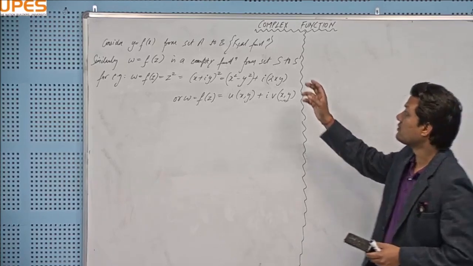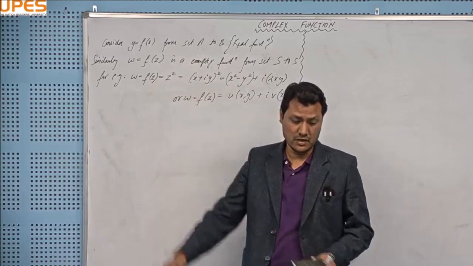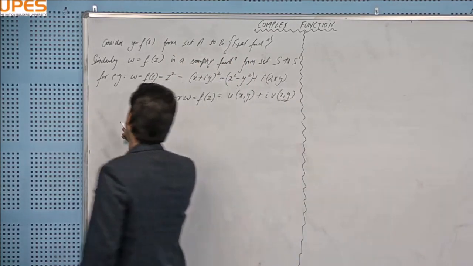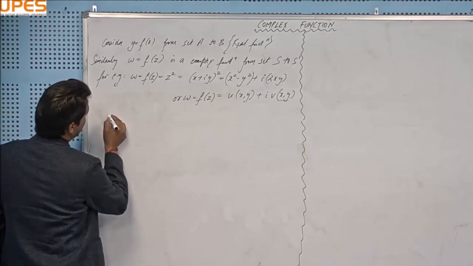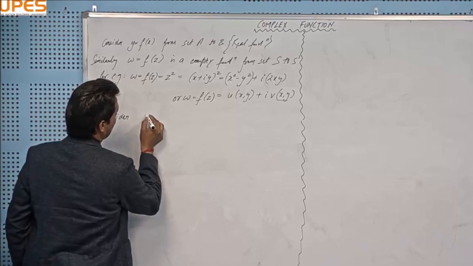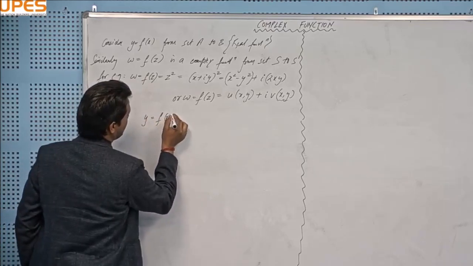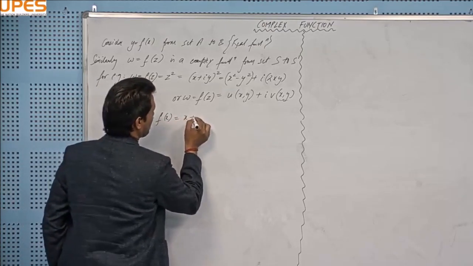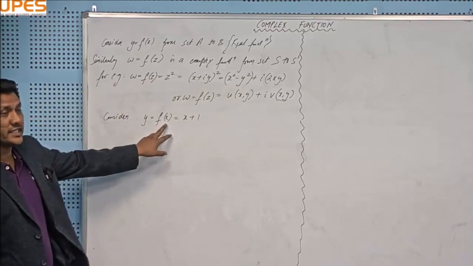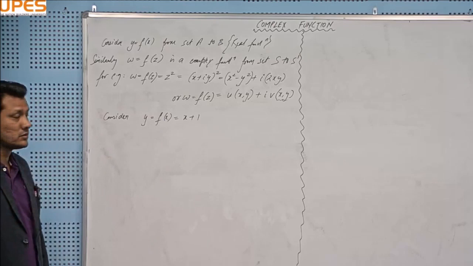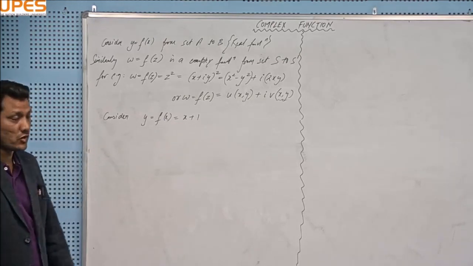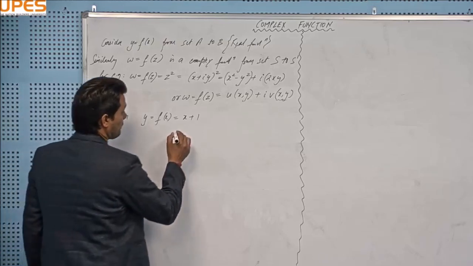If you see this, y is equal to f(x), take any real function example. Consider again a real function, let me take y equal to f(x) equal to x plus 1, right, and you can see that you can input any x, meaning x is defined for all real values of x, and the output is x plus 1. If I try to draw the graph, it will be like this.